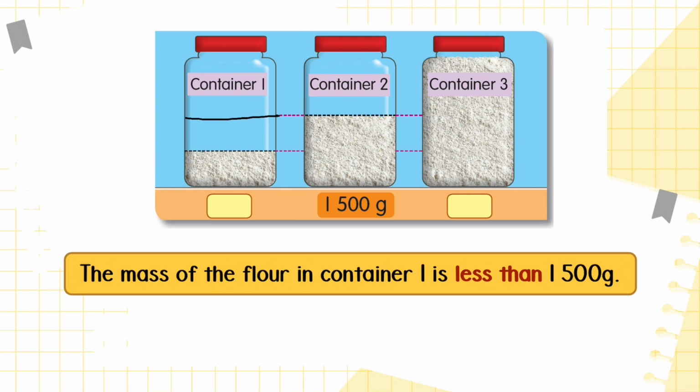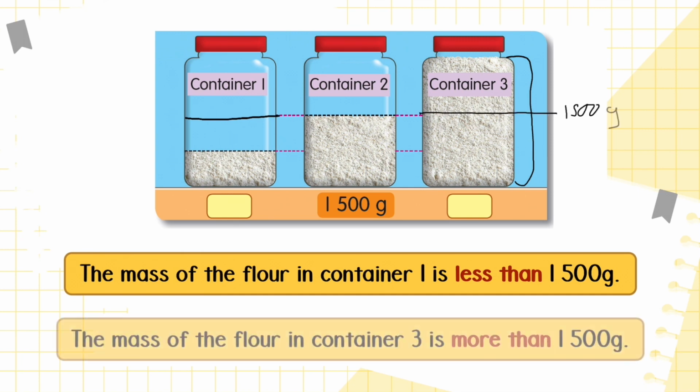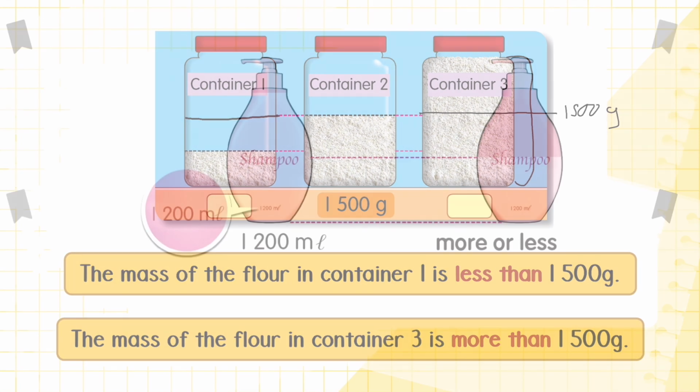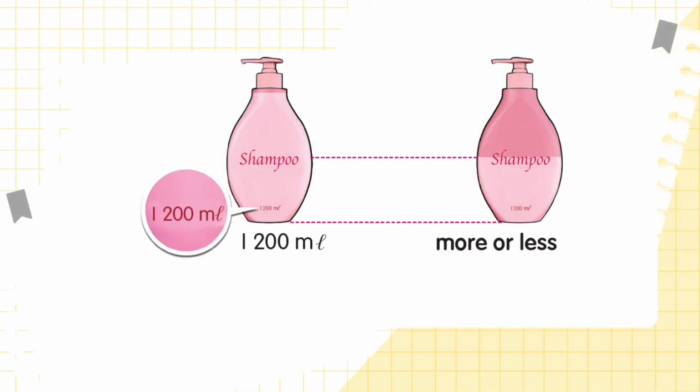Next one, we have container 3. As you can see, container 3 is almost full and is already more than 1500 grams. So, for this one, we can say that the mass of the flour in container 3 is more than 1500 grams. Next one, we have two bottles of shampoo.